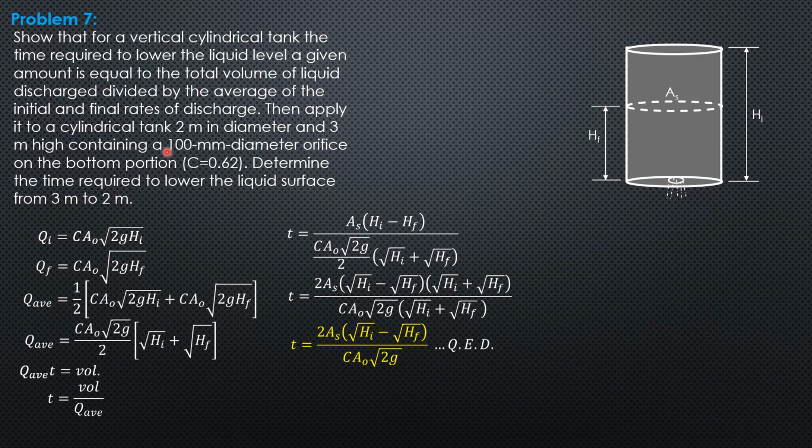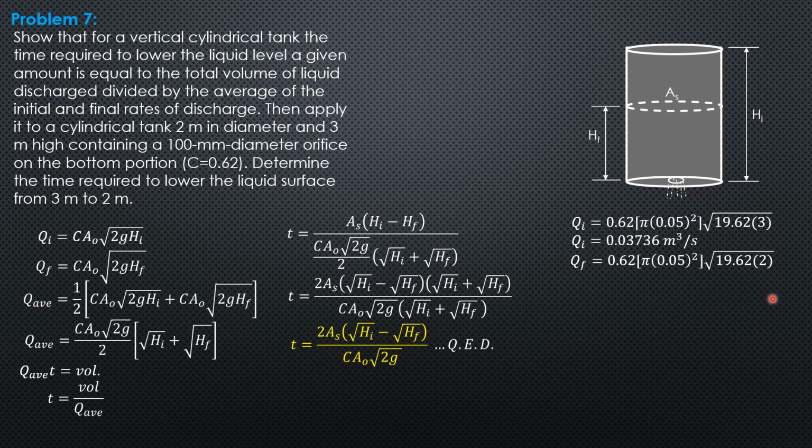Then let's apply it to this problem. Q initial is C 0.62, area of orifice pi 0.05 squared, times square root of 19.62 (2G) times HI, which is 3. So QI is 0.03736 cubic meter per second. Q final is 0.62, quantity pi 0.05 squared, square root of 19.62 times 2. So Q final is 0.0305 cubic meter per second.